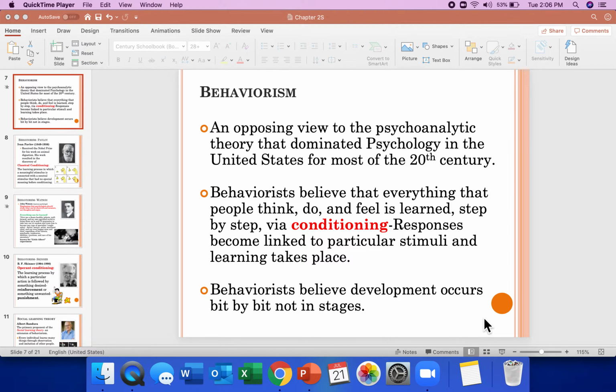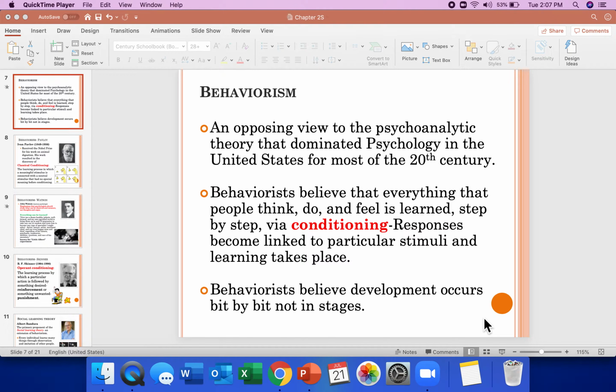The next theory is behaviorism, another grand theory that dominated the field of psychology around the early 20th century. However, this particular theory was in opposition to the psychoanalytic theory at the time, which, as you remember, proposed that our actions are driven by our unconscious mind. However, behaviorism stood behind the idea that every action and thought and feeling that we have is learned. And therefore, this theory is actually called the learning theory.